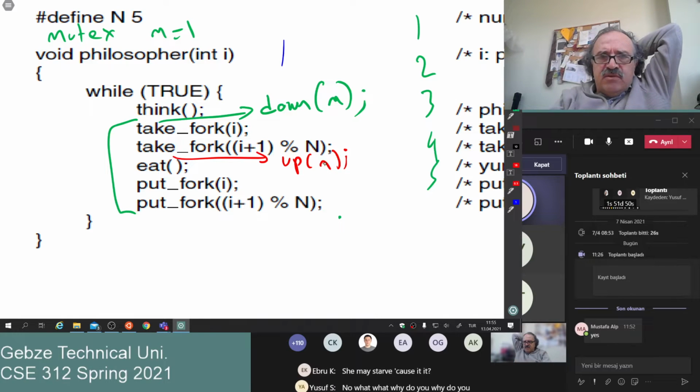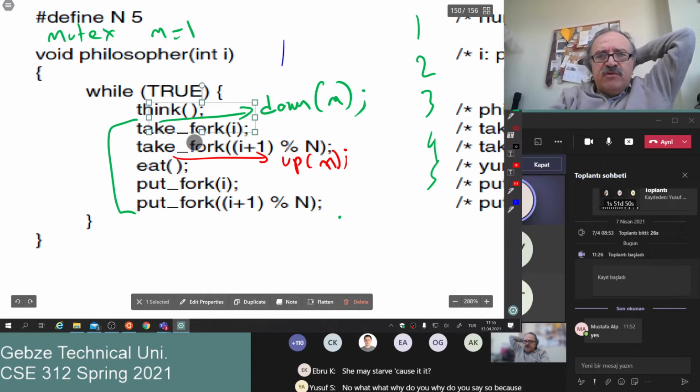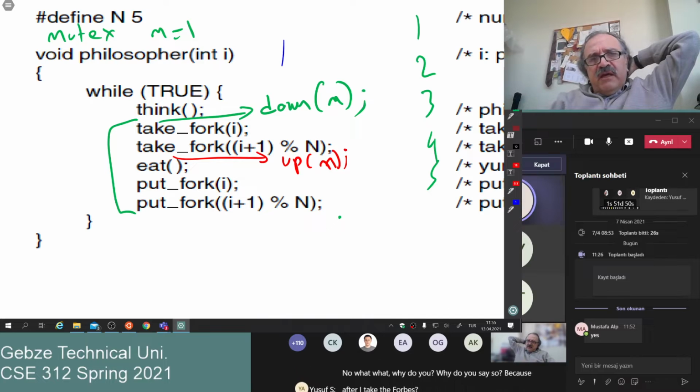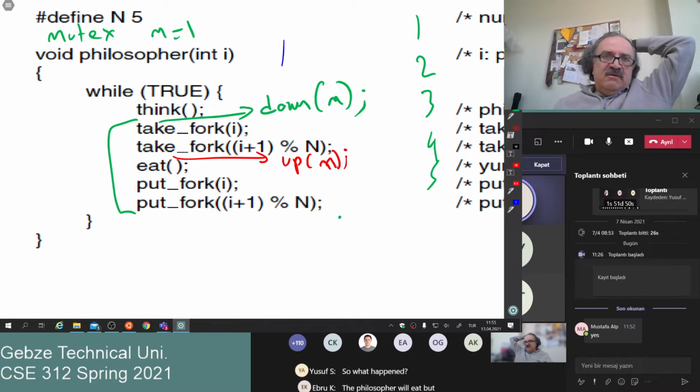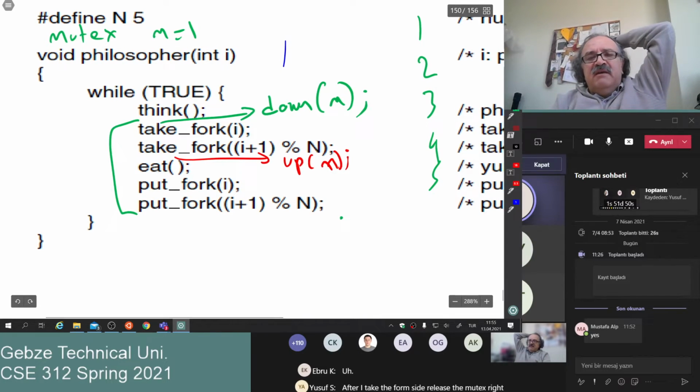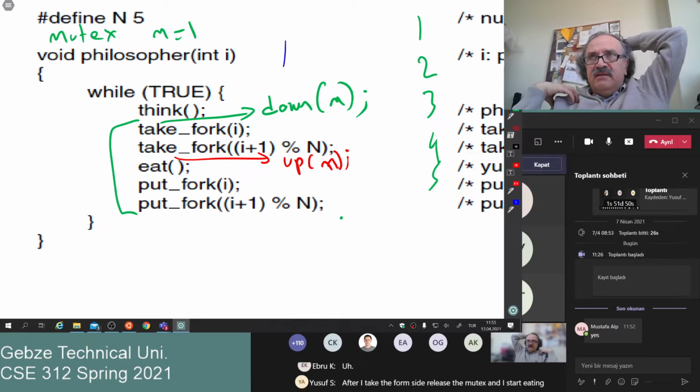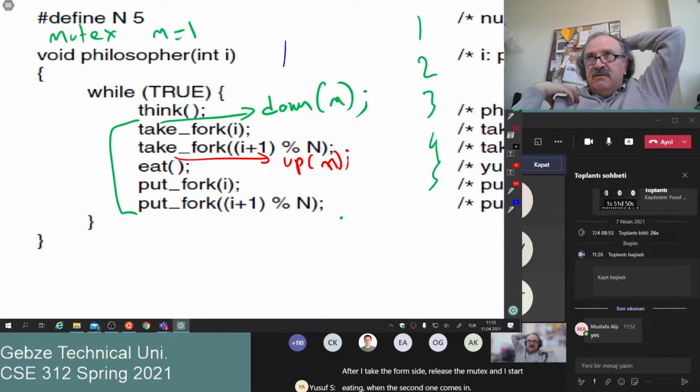Why do you say so? Because after I take the forks, so what happens after? The philosopher will eat, but after I take the forks, I didn't release the mutex and I start eating. When the second one comes in, so what happens? Sir, maybe a context switch happens between eat and put fork I.